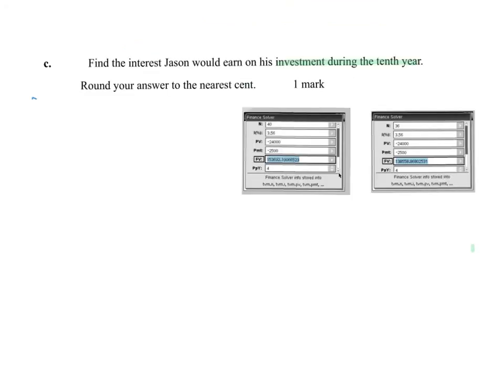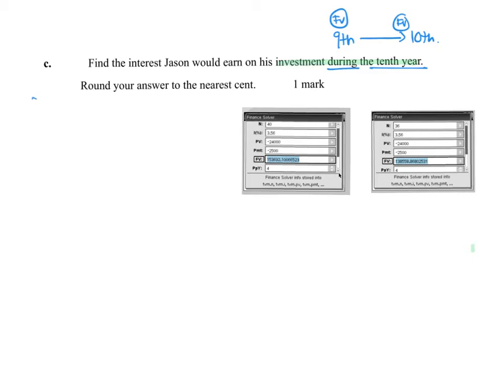Okay, find the interest Jason would earn in the investment during the 10th year. So it's very important to read that. So during the 10th year actually means between the 9th and you get up to the 10th. So it's probably good to find the final value at the 9th and find the final value at the 10th and see how much the investment has gone up in that year, in that timeline.